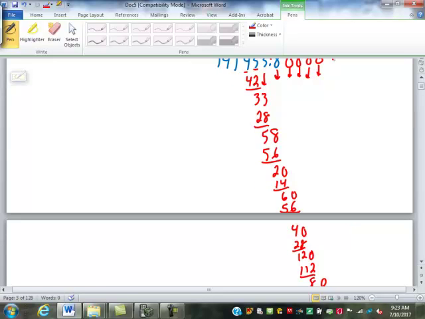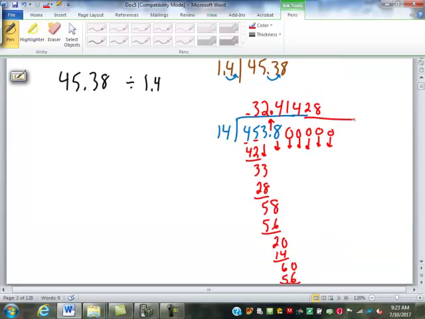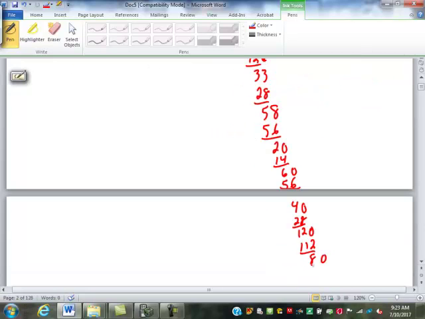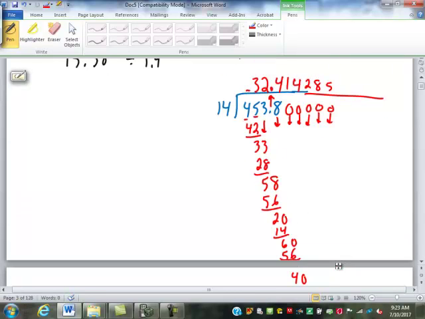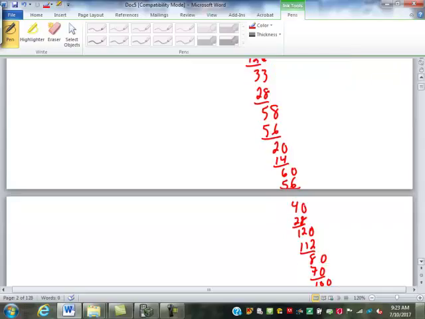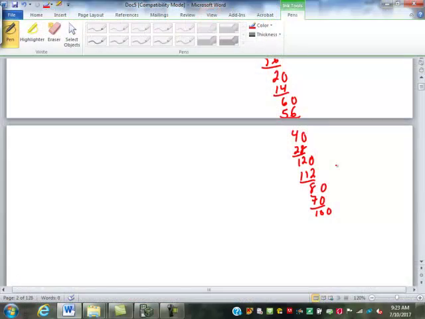We add a 0 and bring it down. 14 goes into 80, 5 times. 5 times 14 is 70. That's 10 left over. We add a 0 and bring it down. 14 into 100, 7 times. So that's 98. 2 left over.